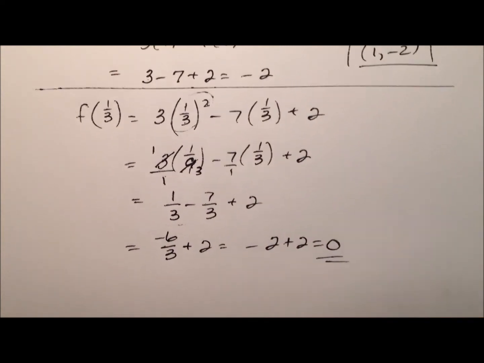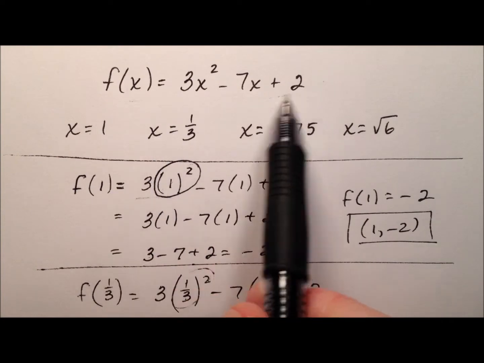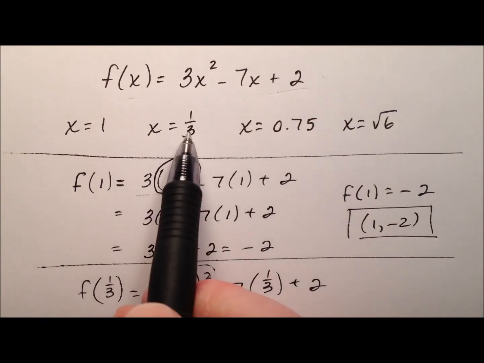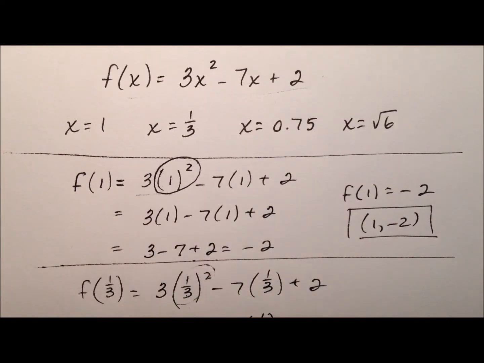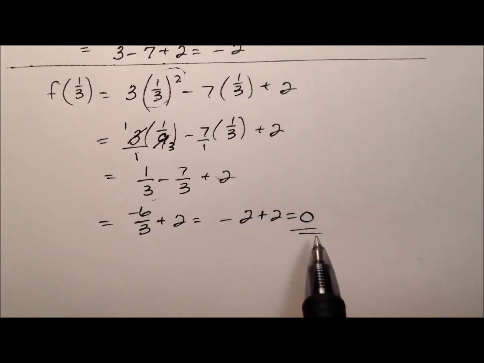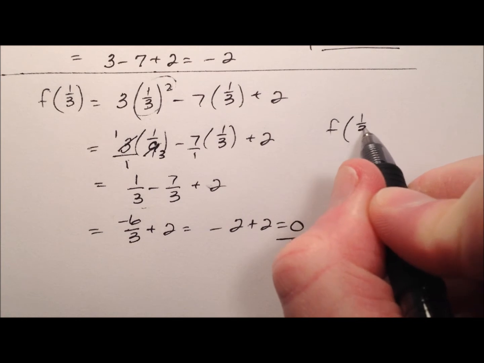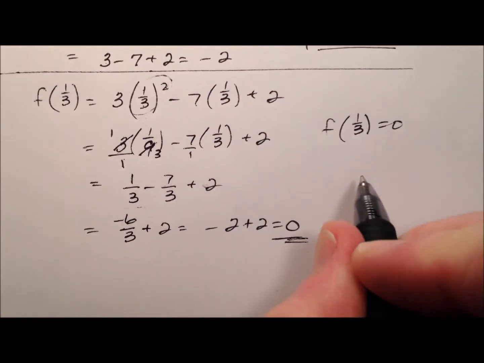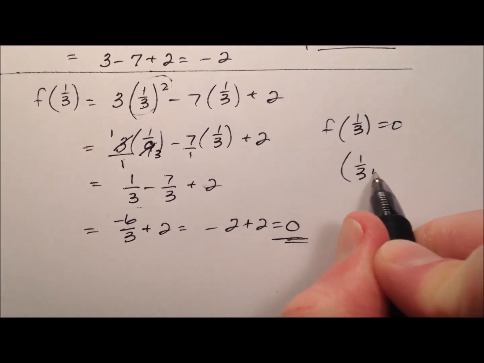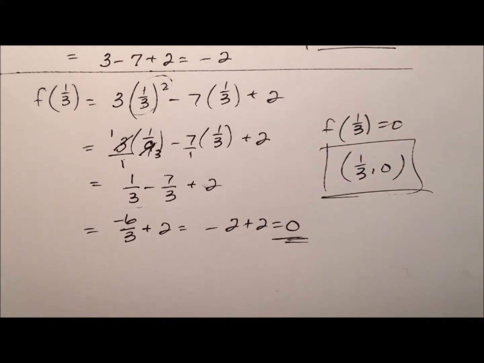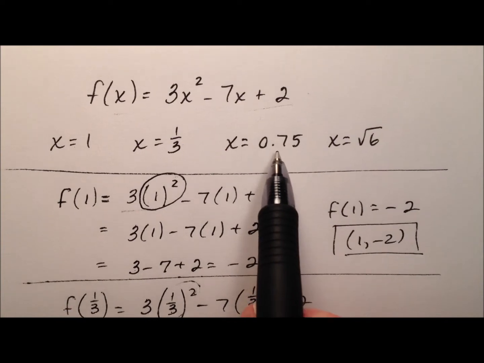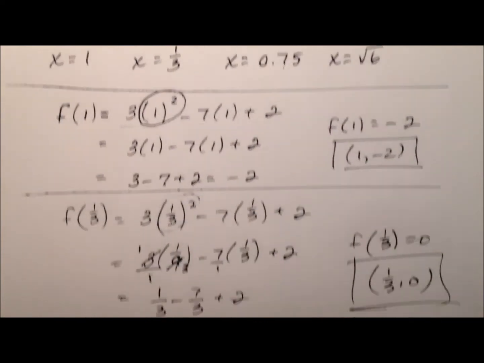Okay, so we actually know with this quadratic function up here, we can say that x equals 1/3 is actually going to be a root or a 0 of the function, because when I plugged it in, it gave me 0. So I can say f at 1/3 equals 0, or I can write that, of course, as an ordered pair, 1/3, 0. Okay? 2 more to go. So we're going to go ahead and do this 0.75 next.